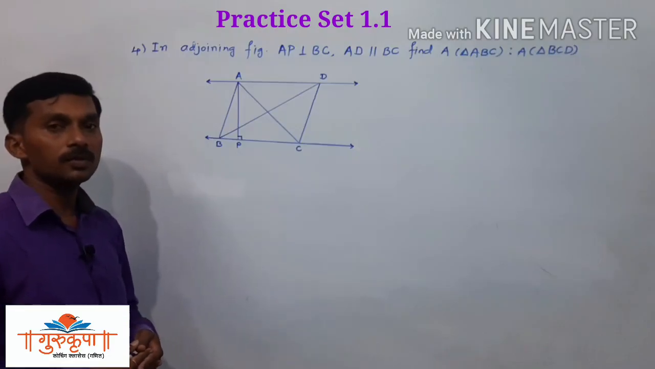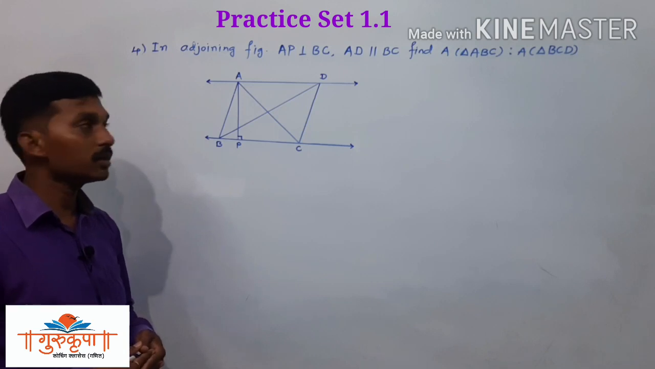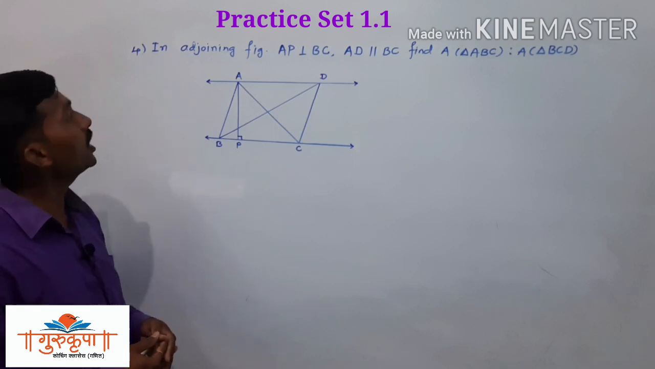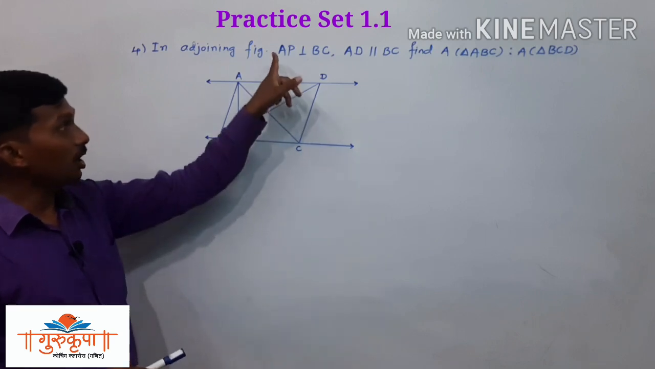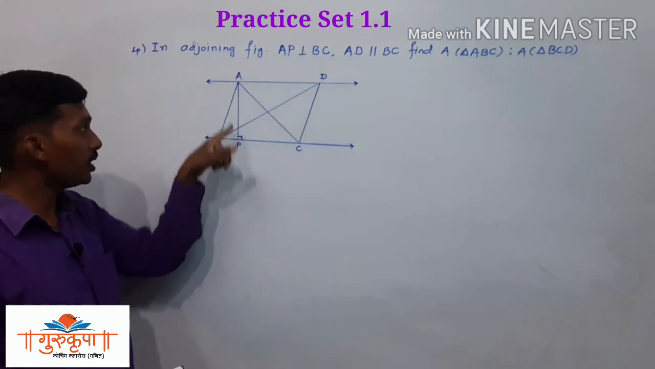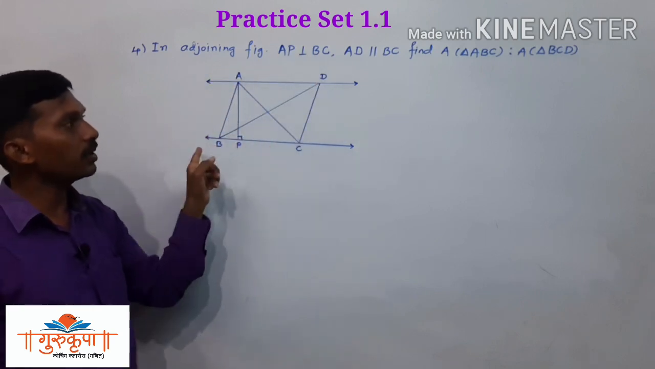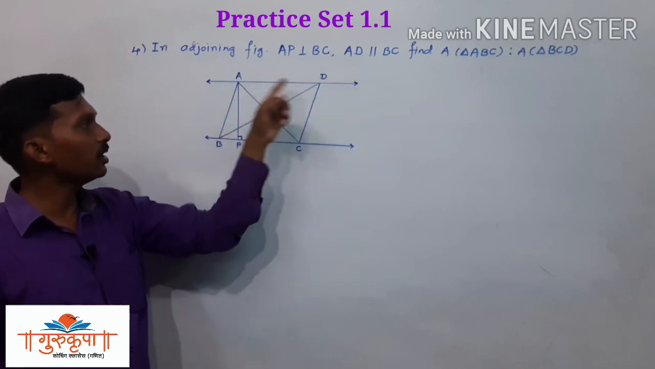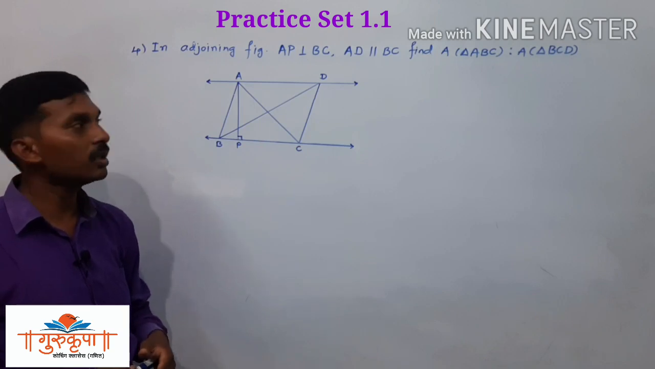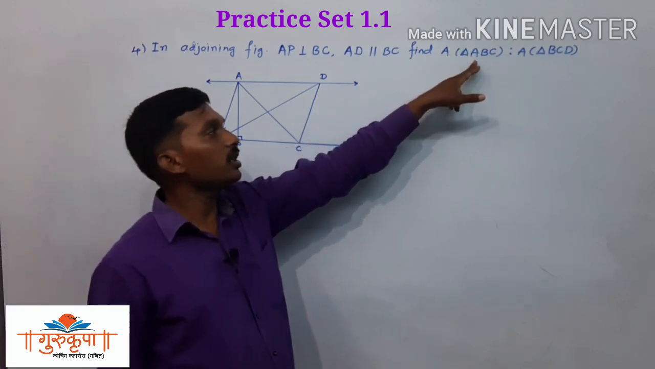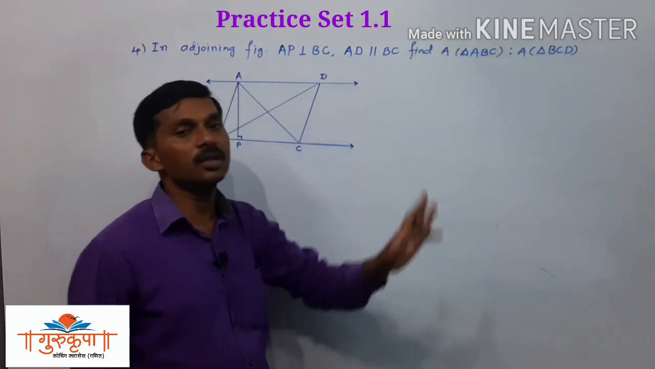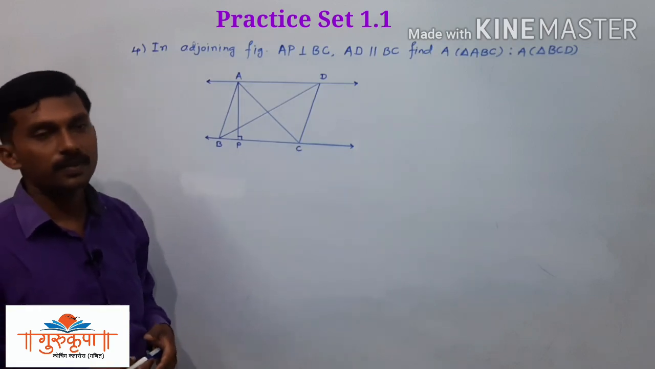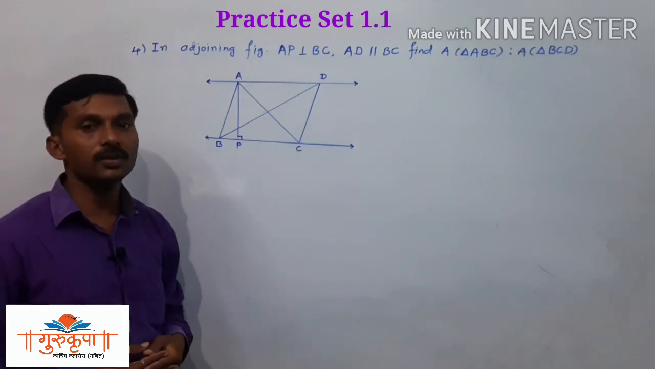Example number 4 from practice set 1.1. The question is, in the adjoining figure, AP is perpendicular to BC, and AD is parallel to BC. The two lines AD and BC are parallel to each other. Find the ratio of the area of triangle ABC to the area of triangle BCD. We have to find the ratio of the areas of two triangles.